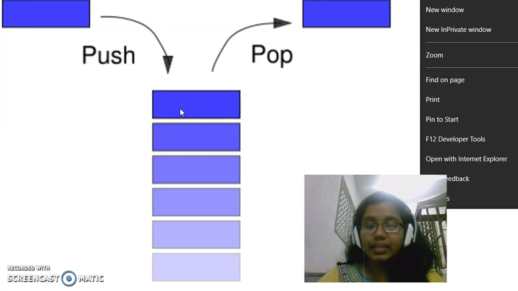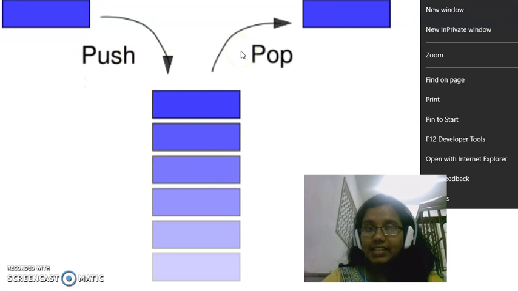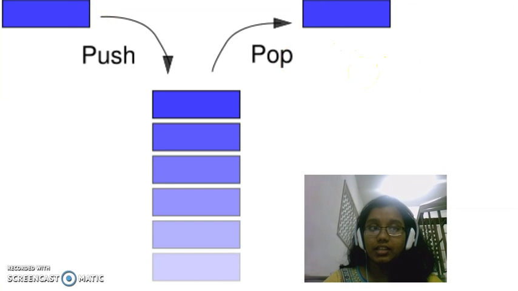Once you're sending something inside your stack, that means you're pushing something inside that. So the term is push. And when you're taking something out of the stack, then the term is pop. So every time you put something, that is called push, and every time you take something out, it is called pop. So this is the concept or the terms used in the stack.